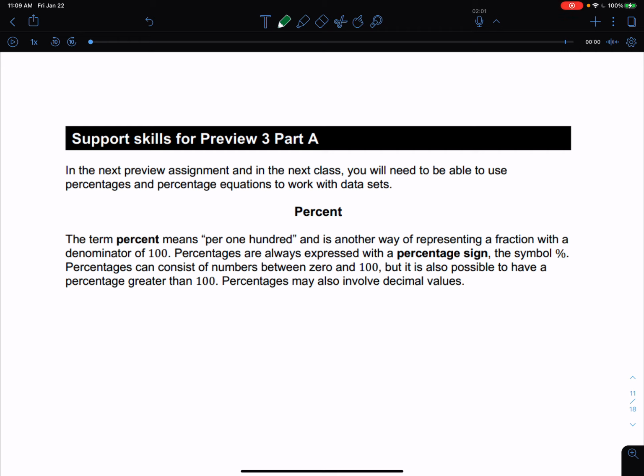So if we look at percent, they tell us that the term percent means per 100 and is another way of representing a fraction with a denominator of 100. Remember, in fractions, the denominator is the bottom portion of the fraction. Percentages are always expressed with a percentage sign, which is this symbol at the end of the line. Percentages can consist of numbers between 0 and 100, but it is also possible to have a percentage greater than 100. Percentages may also involve decimal values.